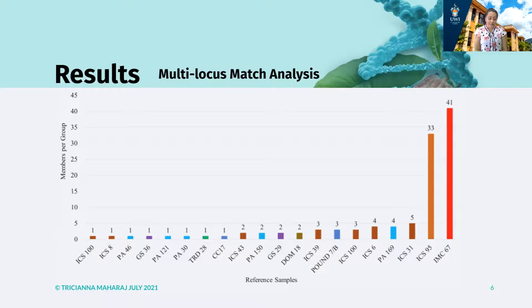So the match analysis revealed that 112 on-farm samples were exact matches to 20 specific reference samples. Of these 112 samples, 33 were an exact match to ICS 95, and 41 an exact match to IMC67. Other reference accessions that were exact matches to the farm samples were from the GS, DOM, TRE, and PA groups. The PA is Coronaro and represents the Marañón genetic cluster.